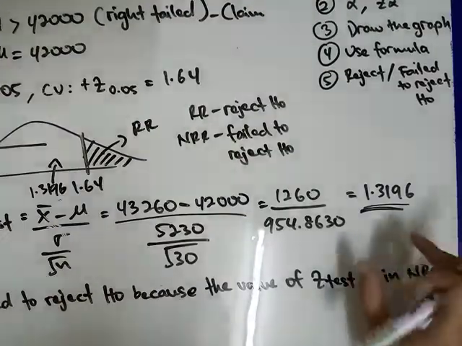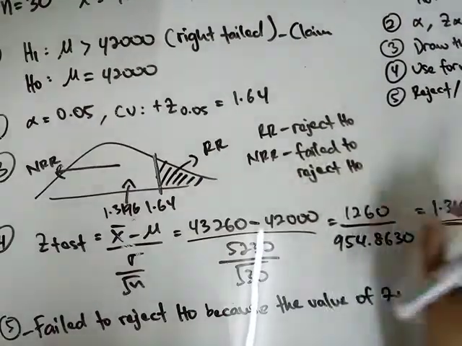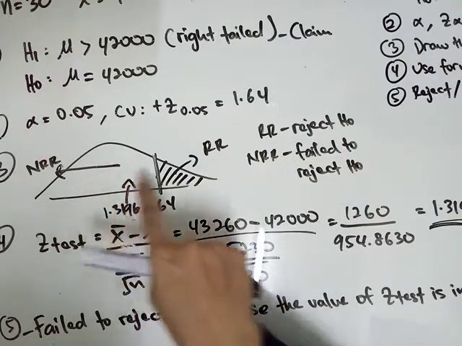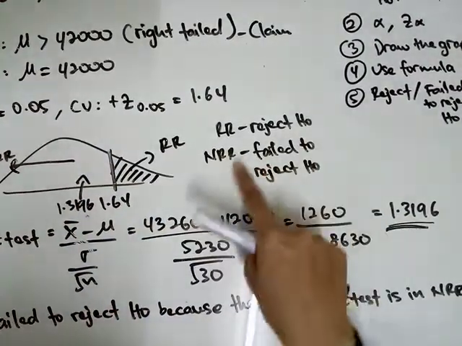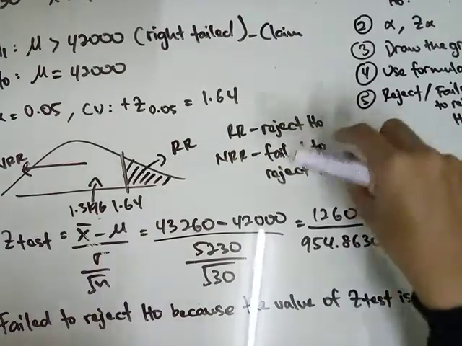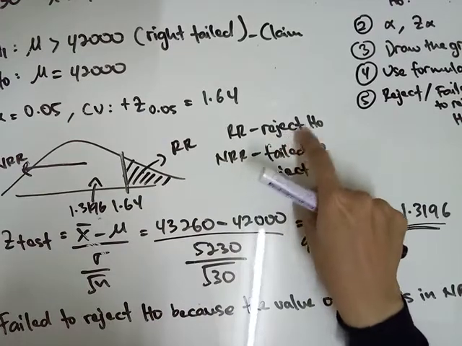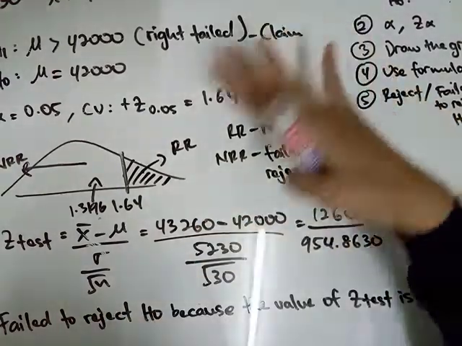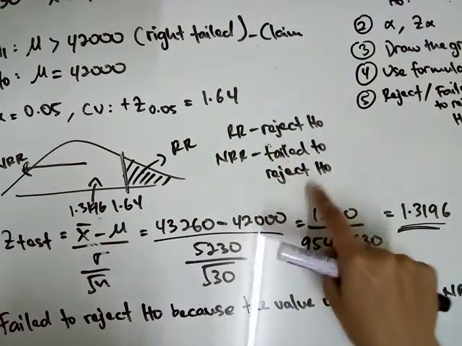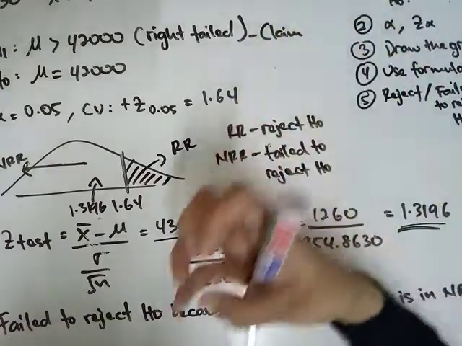Okay, bila awak dah calculate, awak dapat value 1.3196. And then refer pada graph. 1.3196 is in NRR. Apa maksud NRR? NRR means fail to reject H-note. Apa maksud fail to reject H-note? Fail to reject H-note ni, that means kita accept the H-note. Kalau reject H-note ni, yang RR ni, maksud kita buang. Kita tak nak dia, kita reject dia. But for fail to reject H-note, that means kita gagal untuk reject H-note ni, that means kita accept the H-note.